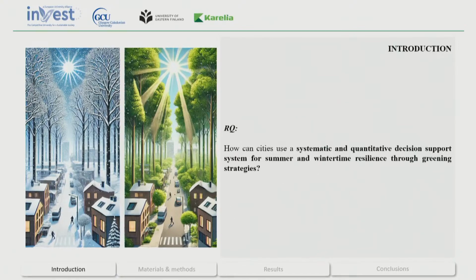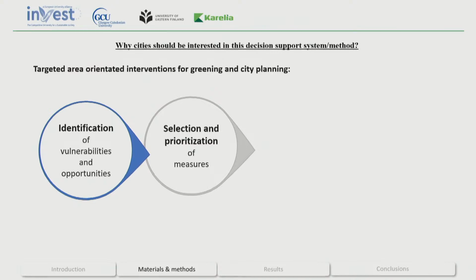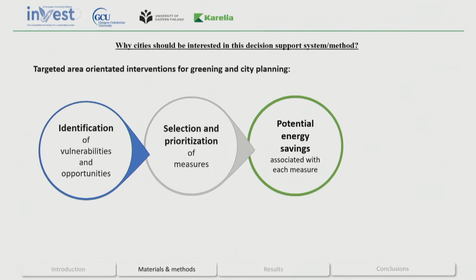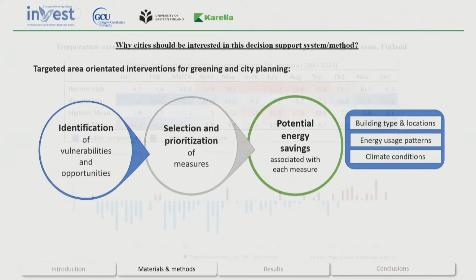This is where the research question comes in: how can cities use a systematic and quantitative decision support system for summer and wintertime resilience through greening strategies? And why should cities be interested in this kind of decision support system? First of all, it would help them identify vulnerabilities and opportunities for improvement, selection and prioritization of measures, and potential energy savings associated with each measure for heating and cooling, and what kind of interventions we are talking about here. We're talking about building type and locations related to urban morphology, energy use patterns and climatic conditions.